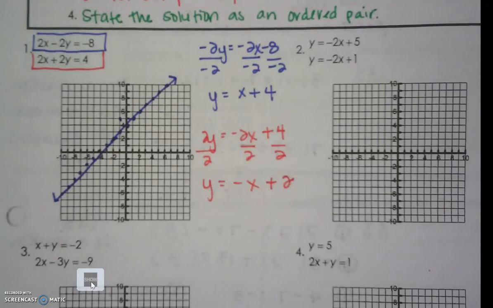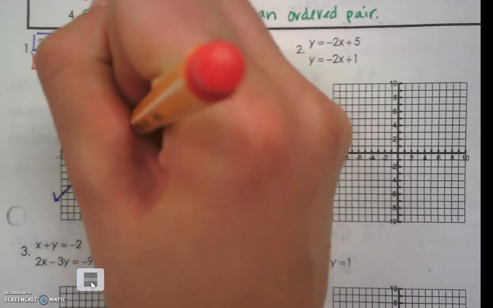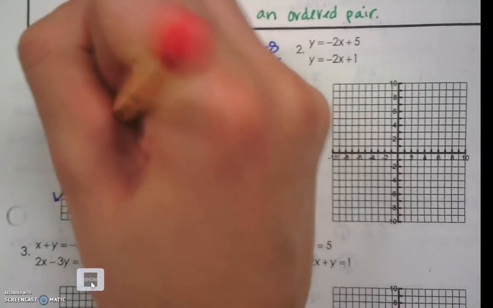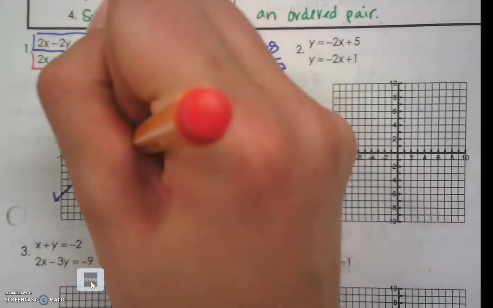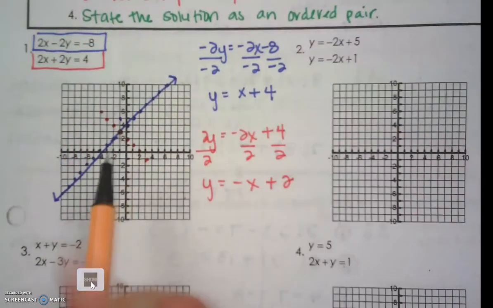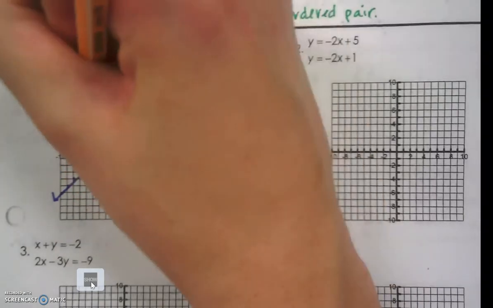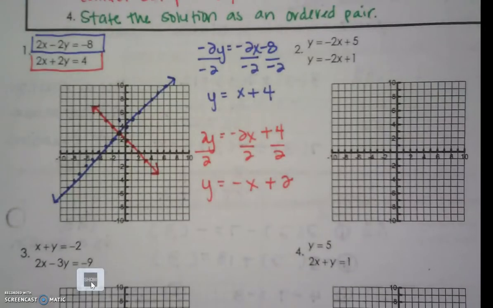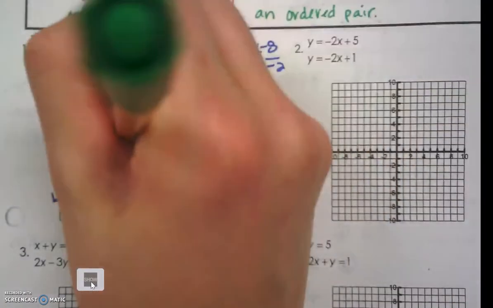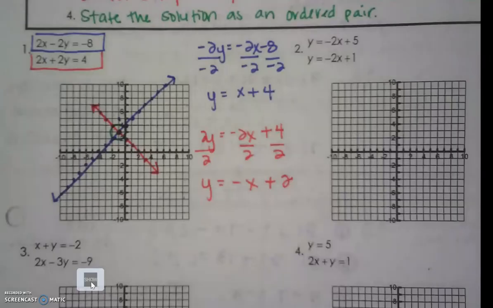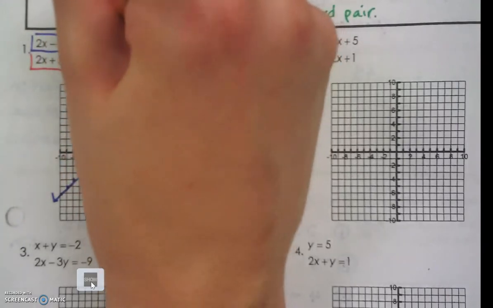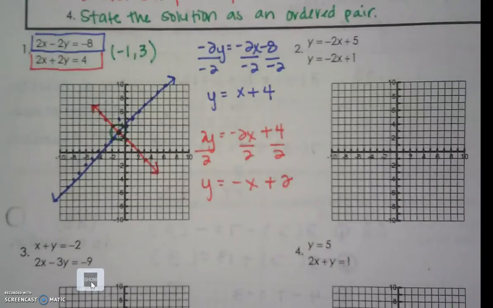So again, I'm going to plot this point on the same graph. So my y-intercept of 2, and now I have a negative slope. And my point already crossed, so I'm going to make this line a little bit shorter. I have found that point of intersection. Where these two lines overlap, that is my solution. That is at point negative 1, 3. That is my answer.